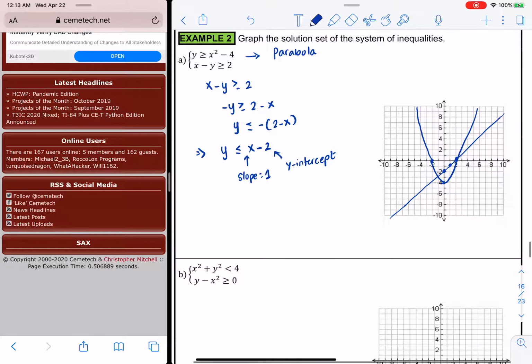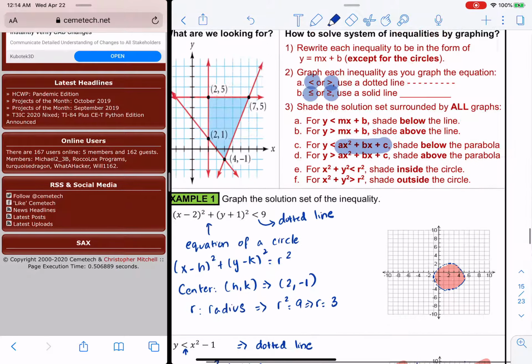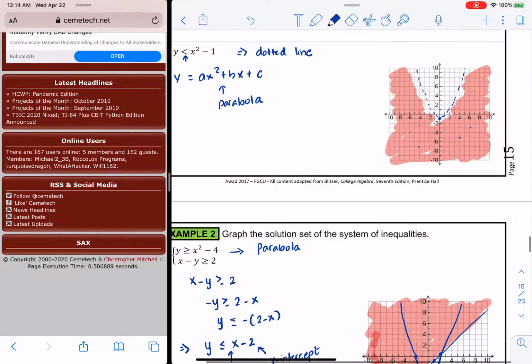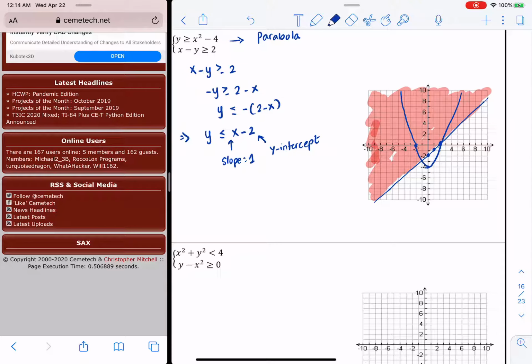And both of them have a greater than or equal to sign. So for the line, I'm going to shade everything above. And for the parabola, since it has a greater than or equal to sign, I'm going to shade everything above the parabola. So, or let me look at the terminology. They did use above and below. So above the parabola, so everything over there.